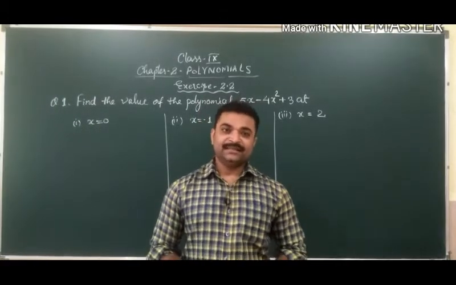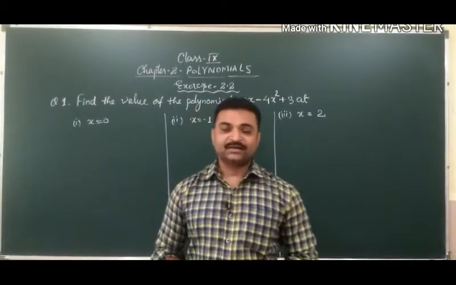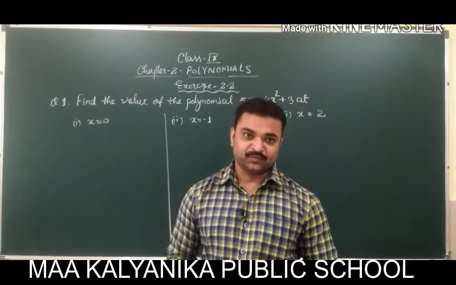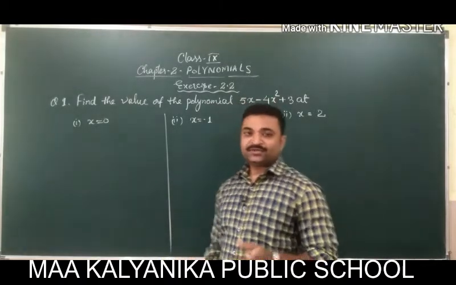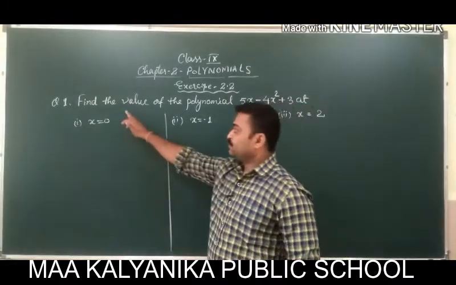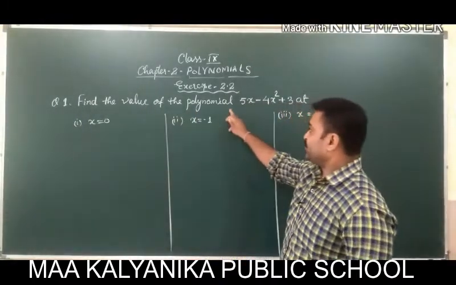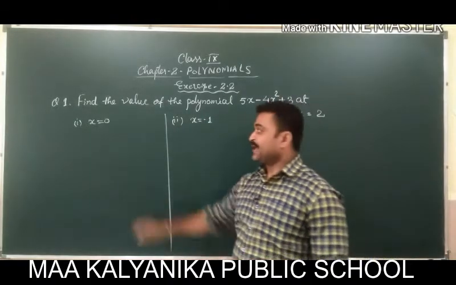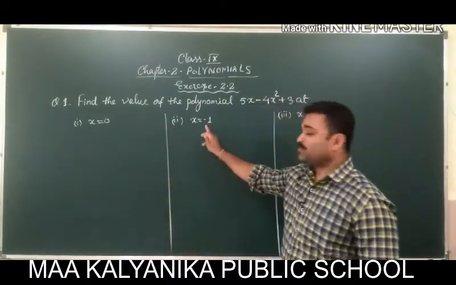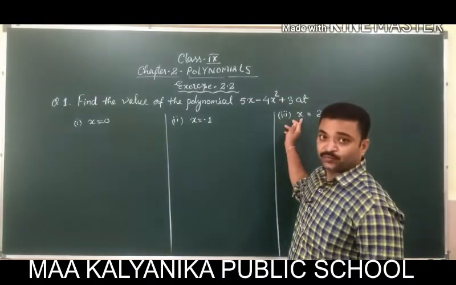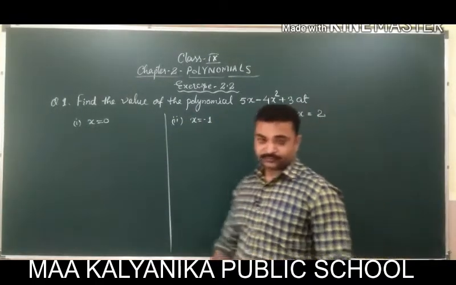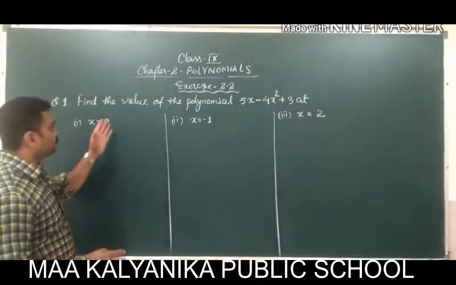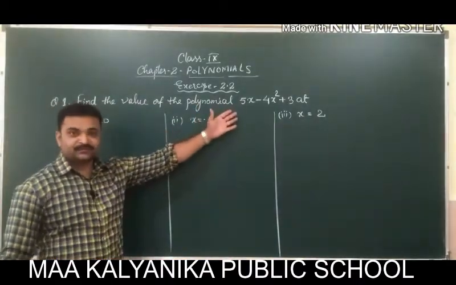Students, in this lecture, we will start to solve the problems of exercise number 2.2. In the first question, find the value of the polynomial 5x minus 4x square plus 3 at x is equal to 0, x is equal to minus 1 and x is equal to 2. So what we do? We have to put the values of x in place of x.